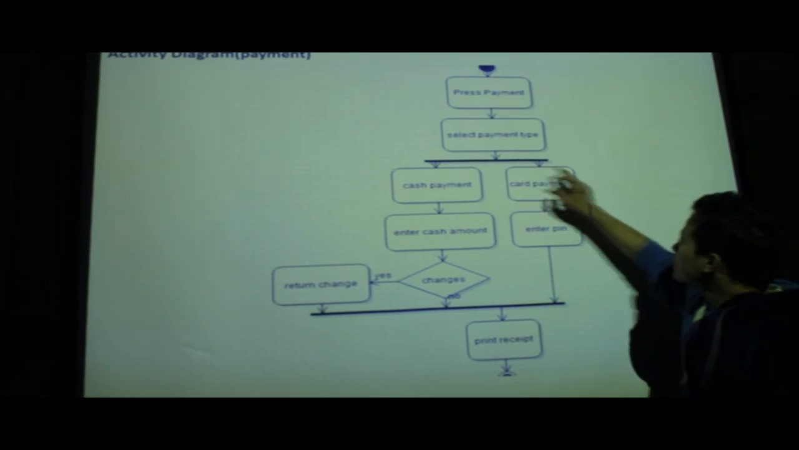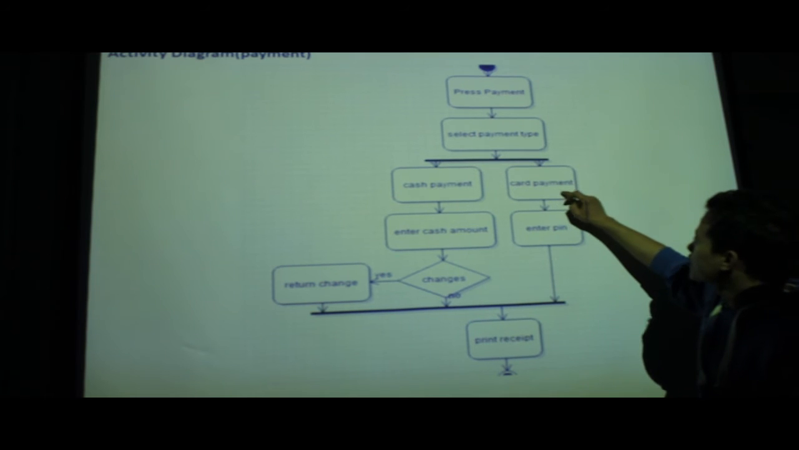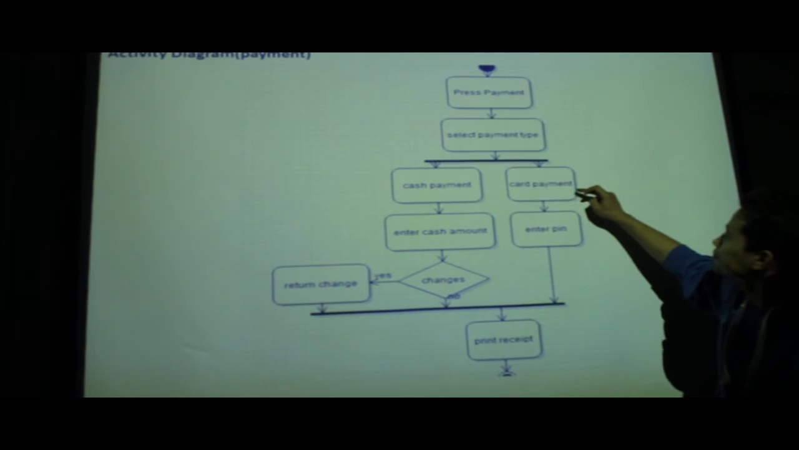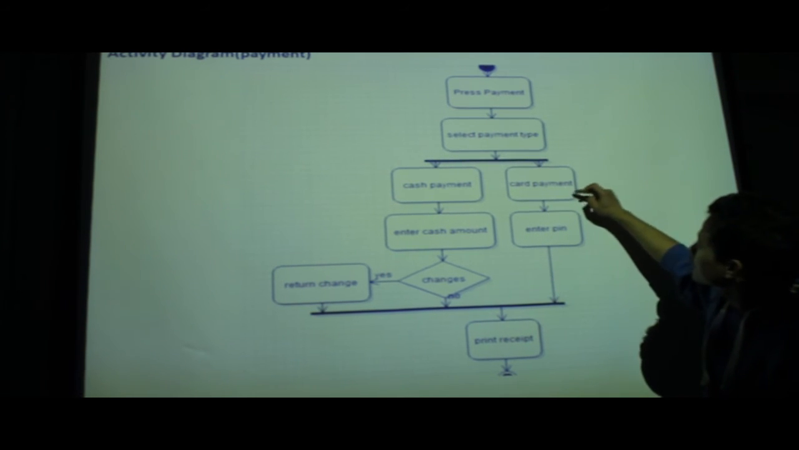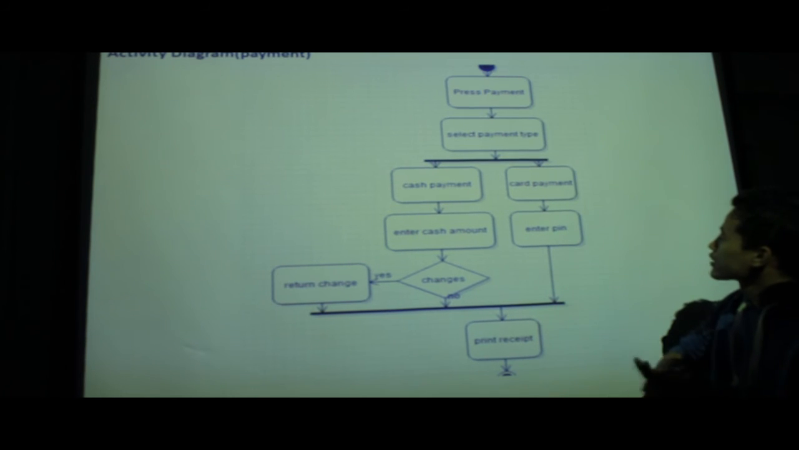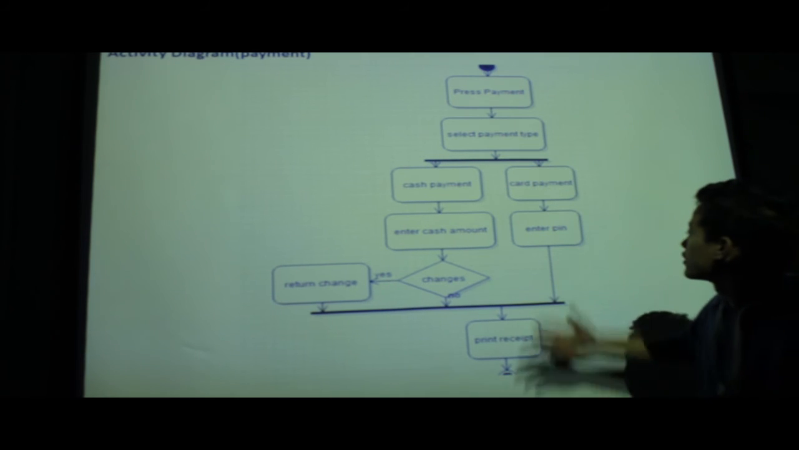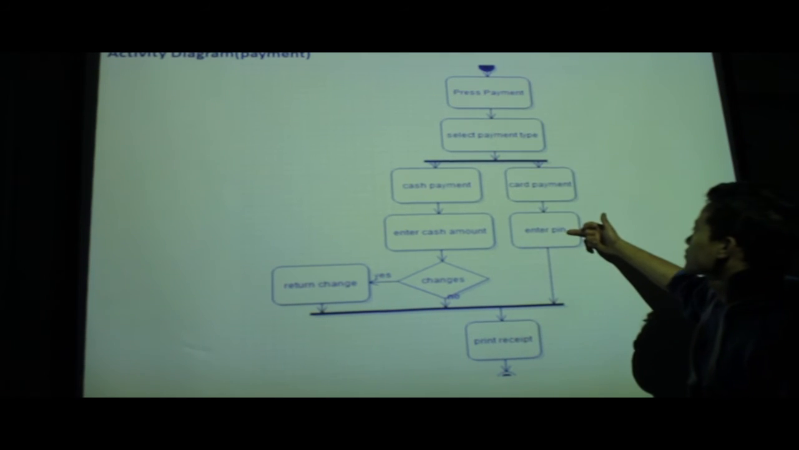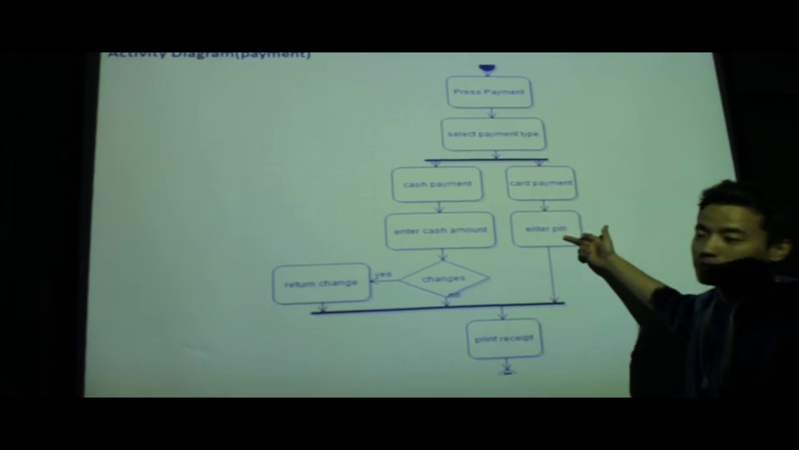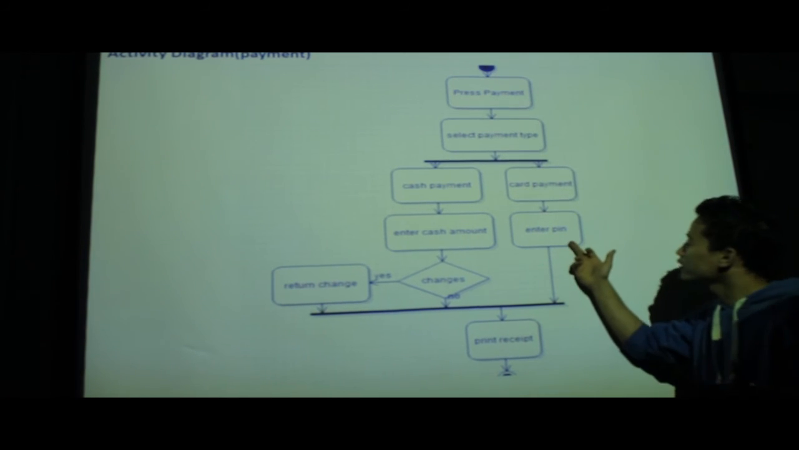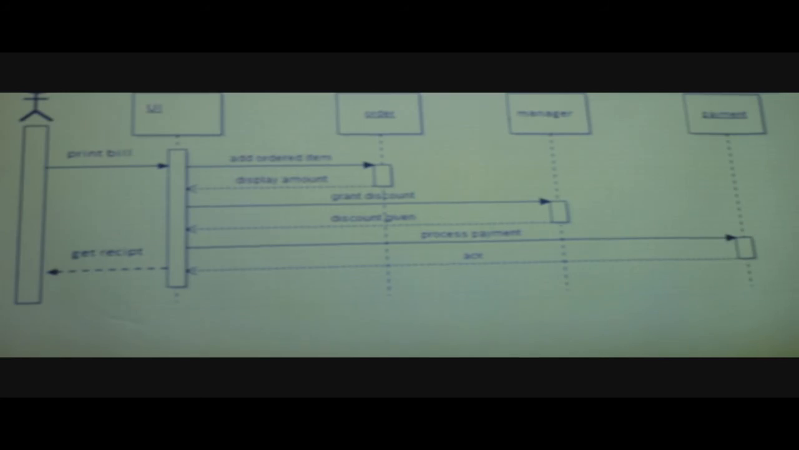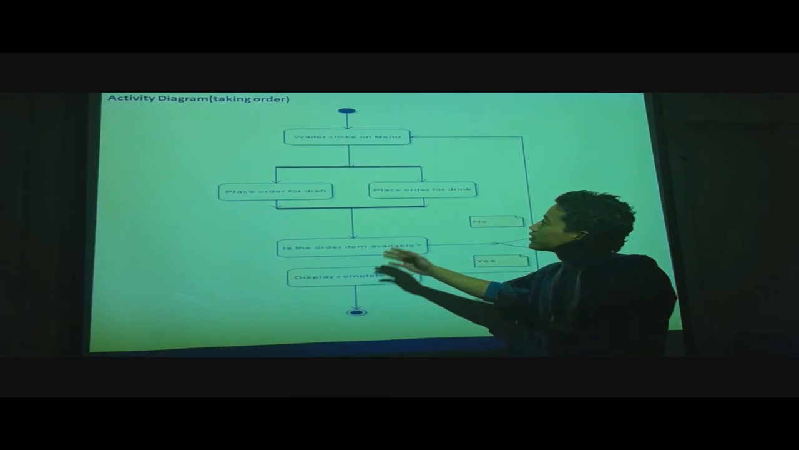On the other side, if it's a card payment, then the waiter enters the actual amount that the customer is supposed to pay, and then the customer is supposed to enter the PIN code for the card, and then eventually this is the activity diagram.